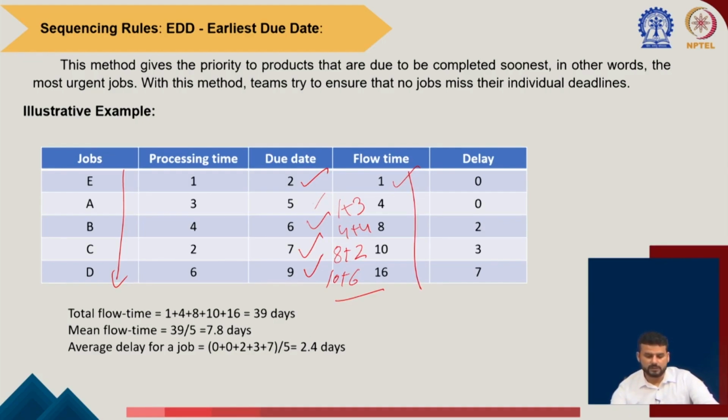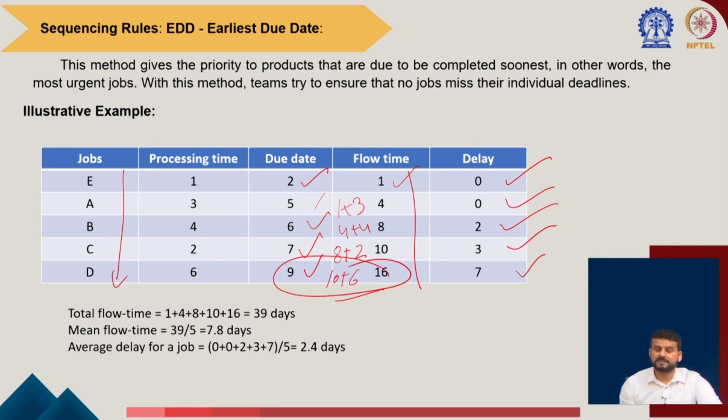Job E, you are supposed to deliver after 2 days, you delivered within 1 day, perfectly fine. And then A also within the time limit. B you delayed by 2 days, you finished on the 8th day and were supposed to finish on the 6th day. C job again 3 days delay is there, D job again 7 days delay is there, when you compare 16 by 9. So the total average delay for all the jobs is 2.4 days when you are using the earliest due date algorithm.